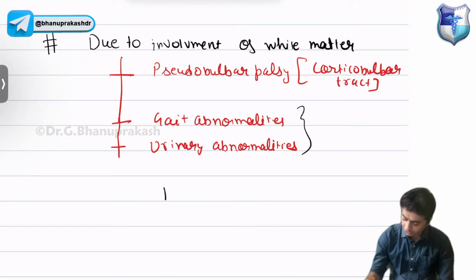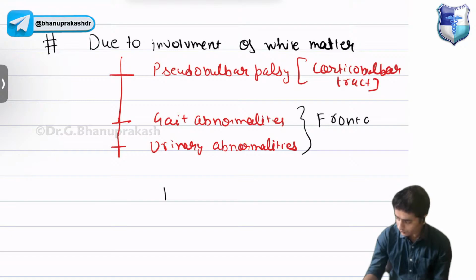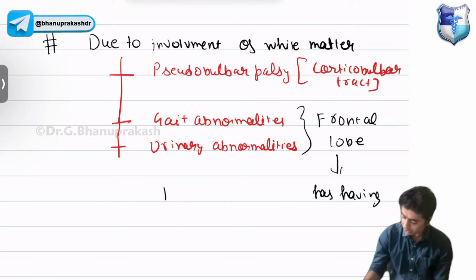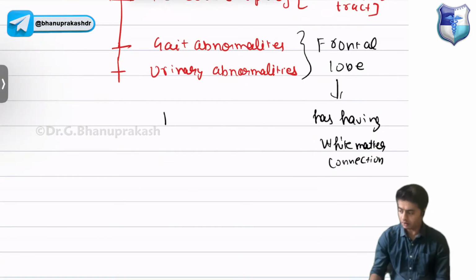Because gait and urinary continence are associated with the frontal lobe, and the frontal lobe has white matter connections, and when this white matter is damaged, you will get gait abnormalities and urinary abnormalities.